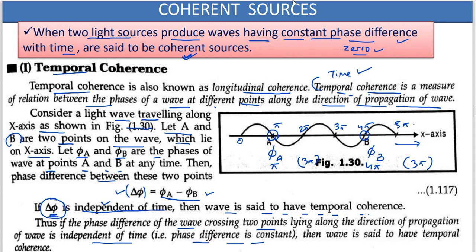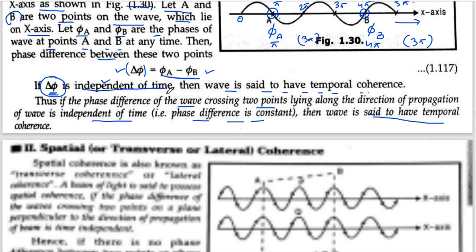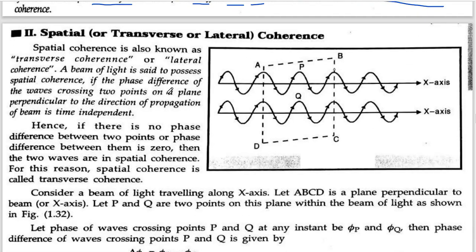If the phase difference between two points, A and B, along the same line remains constant with time, this is called temporal coherence, and the wave is said to have temporal coherence. Clear? Now let's move to the next part, that is spatial coherence.